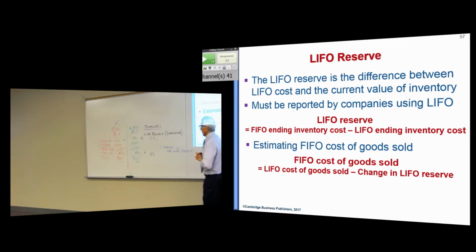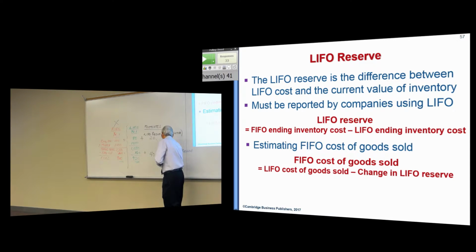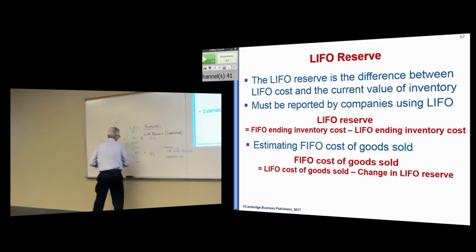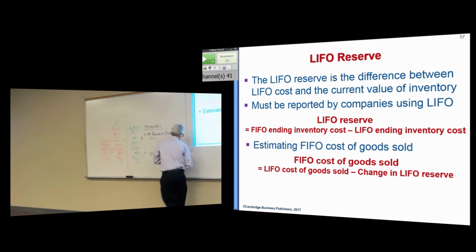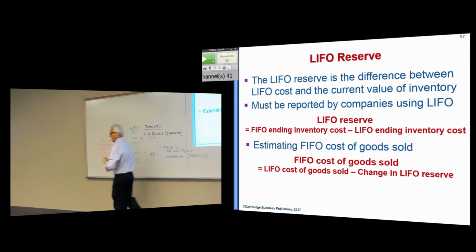What did the LIFO reserve do? It went from 20 to 40, so it increased by 20. So that means you're getting what you want with LIFO, correct? You're getting higher prices, quantities are going up, you're getting tax advantages. This is the specific year effect, not cumulative specific. So, yes?